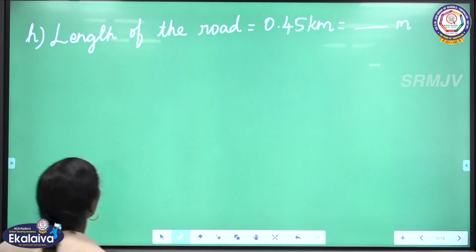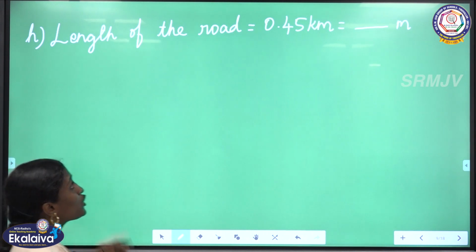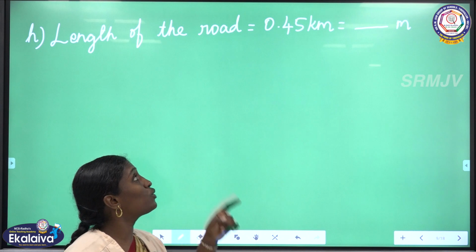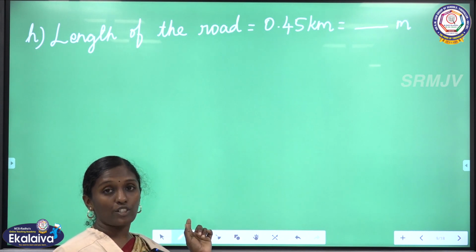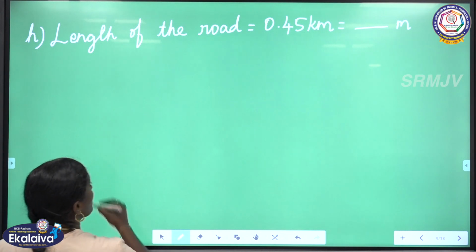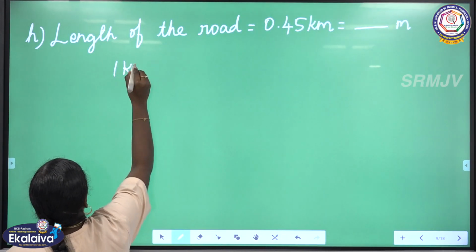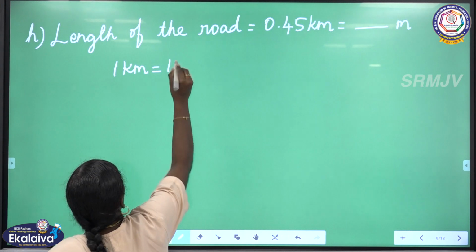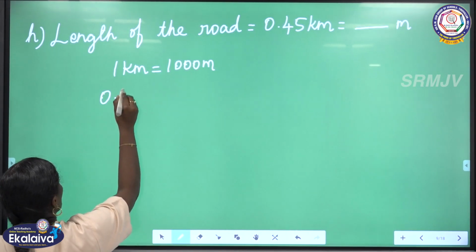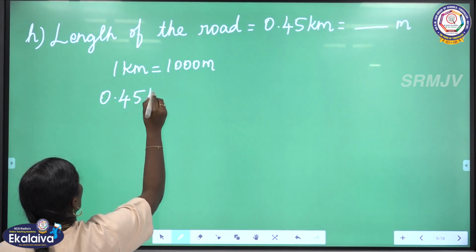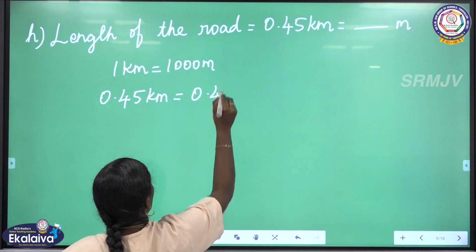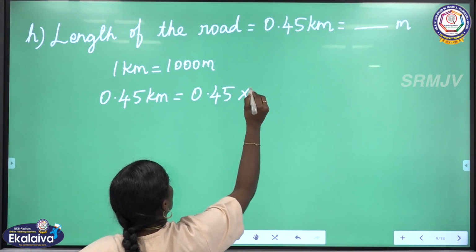Then the next one, length of the road is 0.45 kilometer. We need the answer in meter. Kilometer to meter, greater unit to smaller unit. So, we have to use multiplication. Okay, we know that 1 kilometer is equal to 1000 meter. Okay, here we are having 0.45 kilometer is equal to 0.45 into 1000.